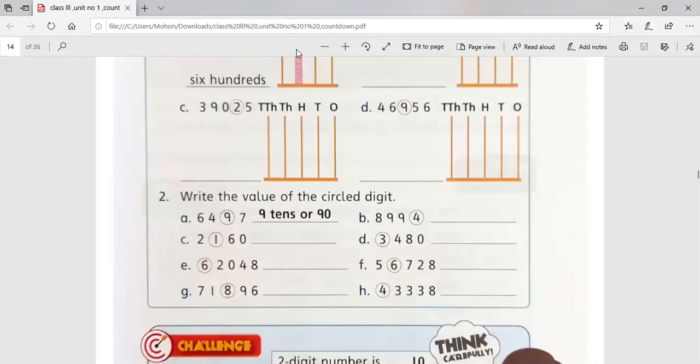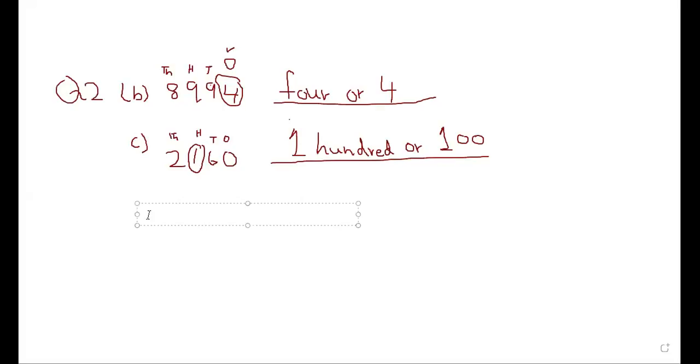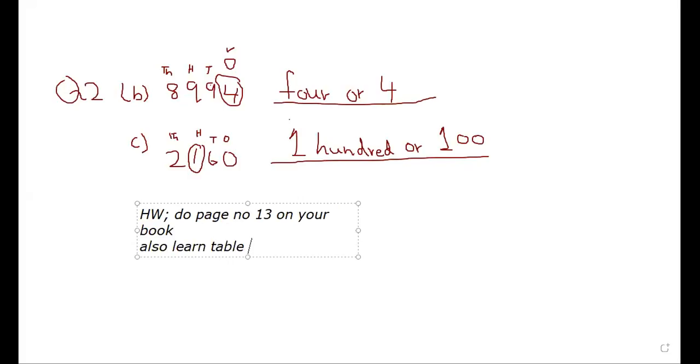Now come to the board again, write your diary. Your diary is homework: do page number 13 in your book, and also learn the table of 3 and 4. Write your diaries, everyone.